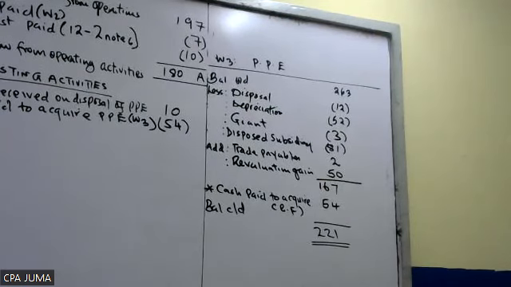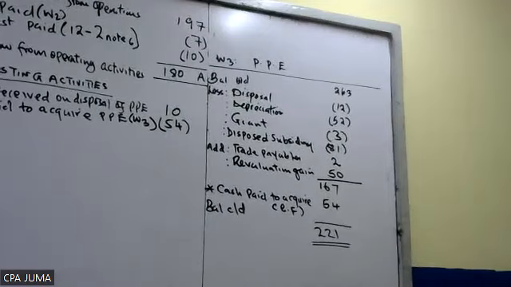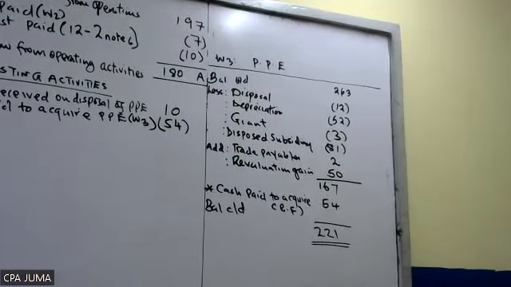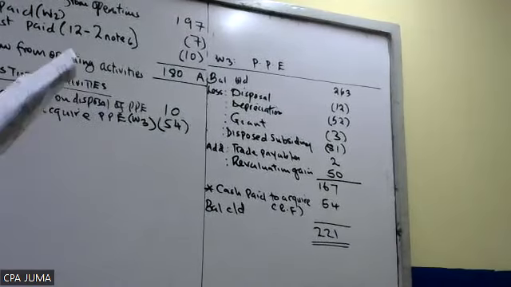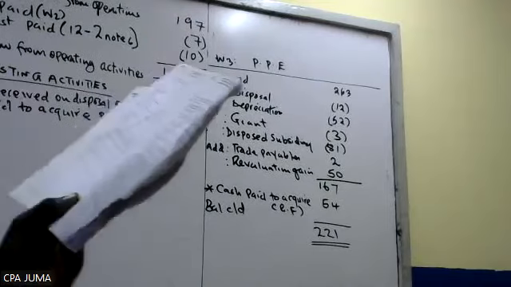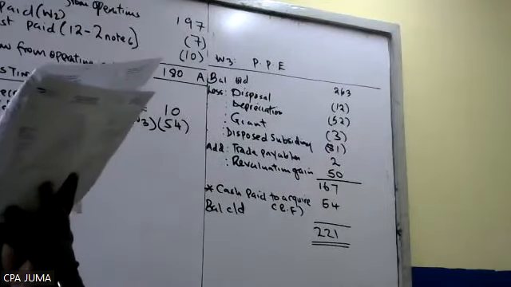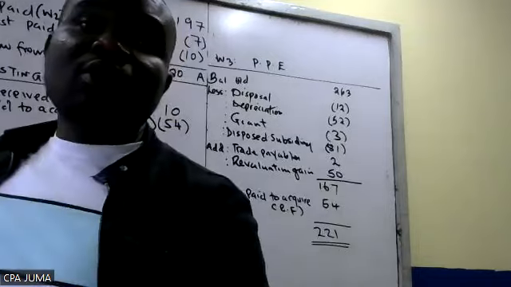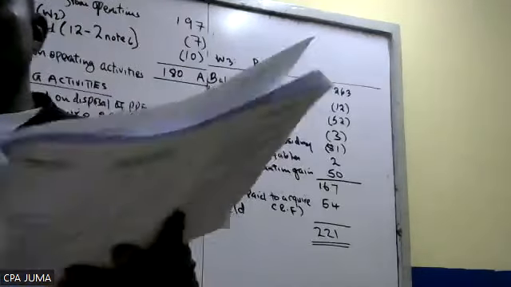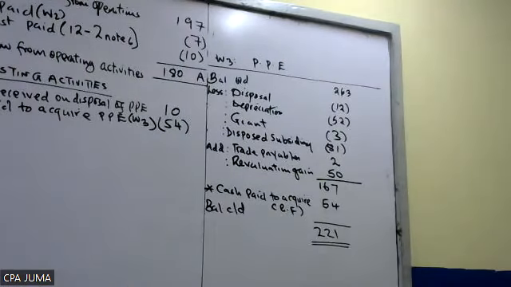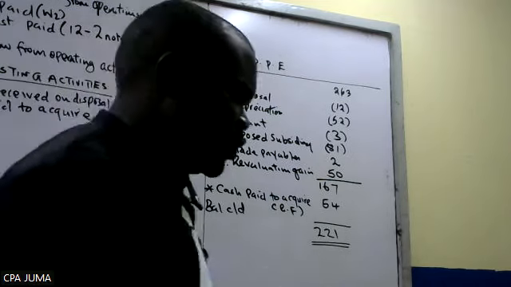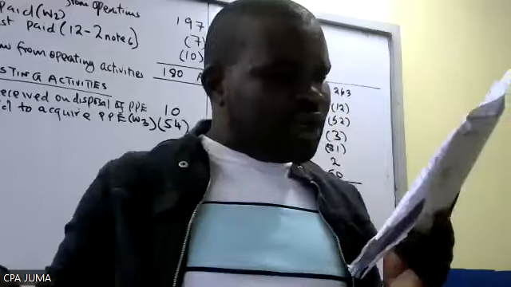We go to the next item on non-current assets. The next item which we can see is goodwill. Goodwill, no impairment. No. So that one, forget about it. Forget about the goodwill. We go to the next one.